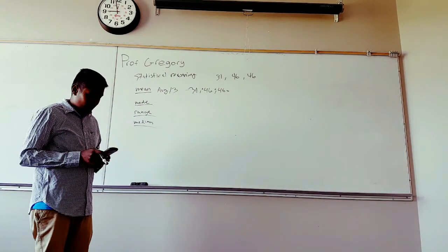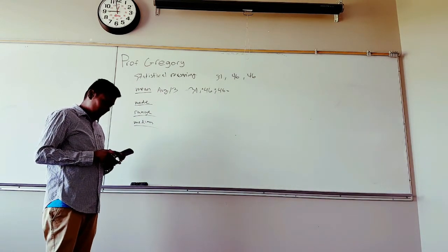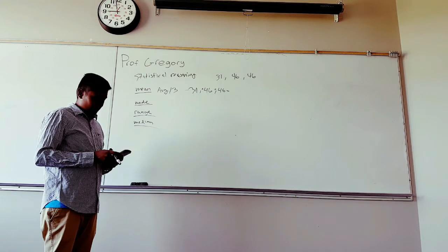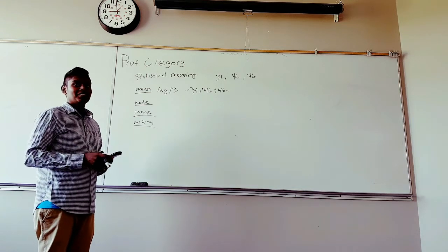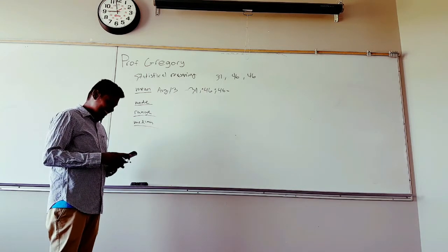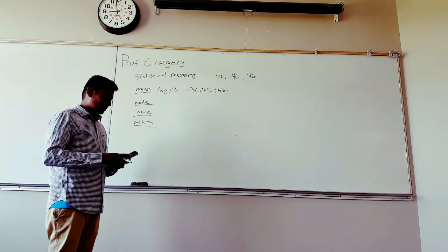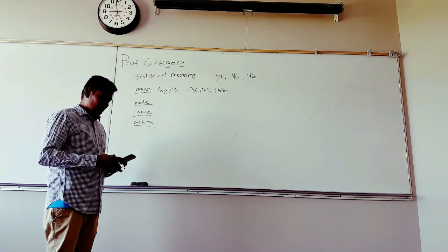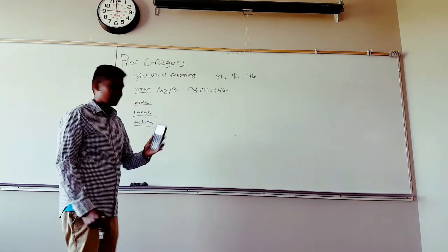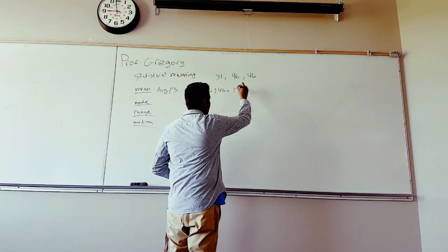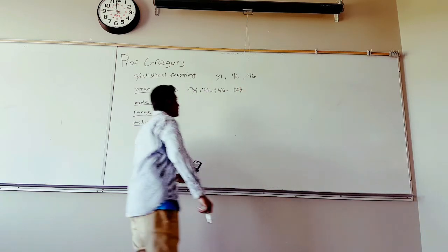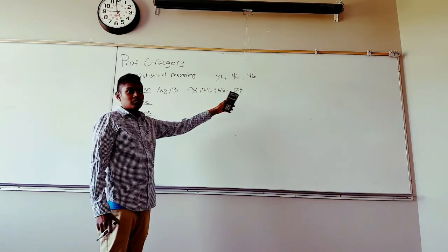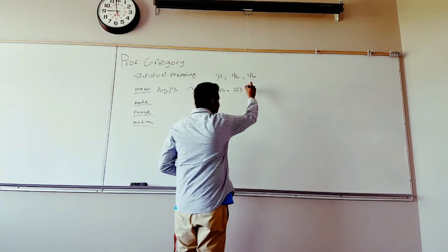So now if we use the calculators correctly, we go 31 plus 46 plus 46, which is 123, alright? So now all we have to do is, as you can tell, we have 3 numbers that we're working on, so all we have to do is divide this number by 3.